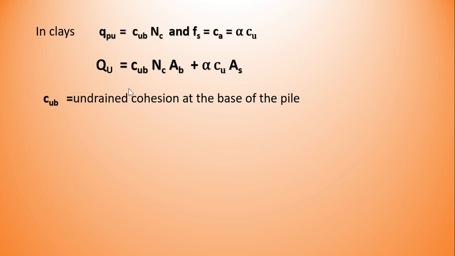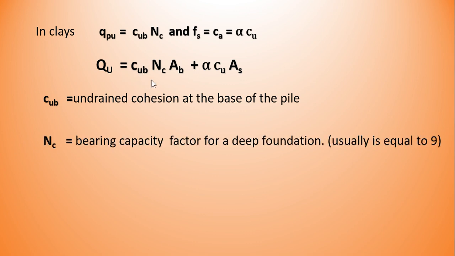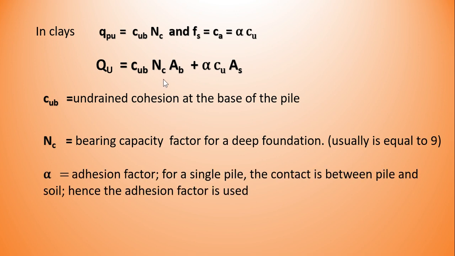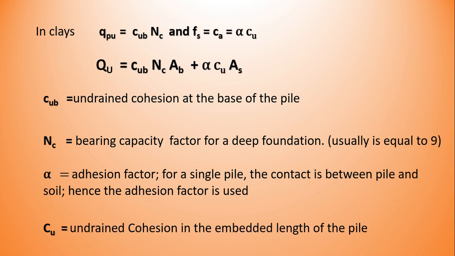CUB is the undrained cohesion at the base of the pile. NC is the bearing capacity factor for a deep foundation, usually equal to 9. Alpha is the adhesion factor for a single pile. The contact is between pile and soil, hence the adhesion factor is used. Cu is the undrained cohesion in the embedded length of the pile.